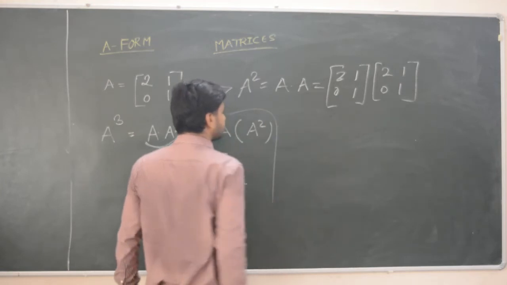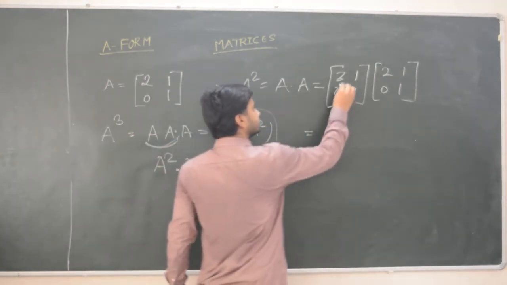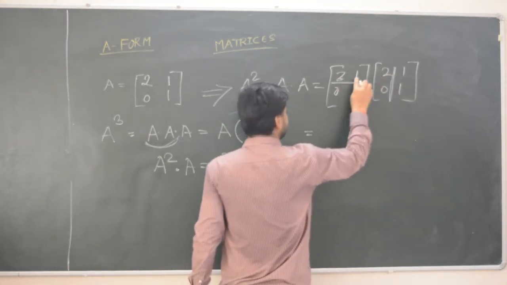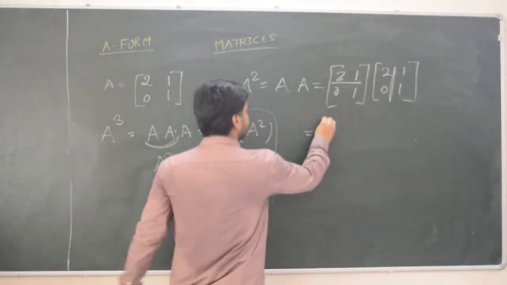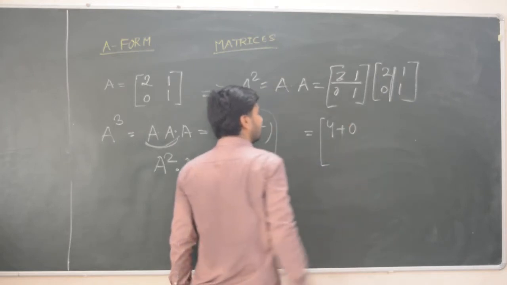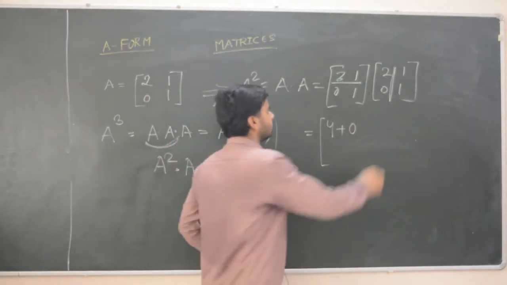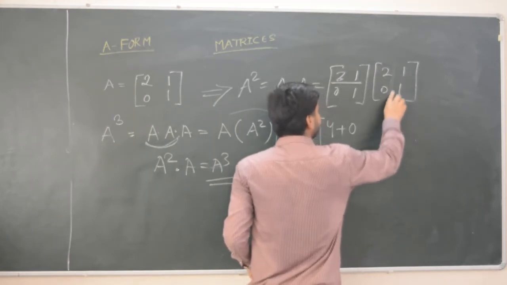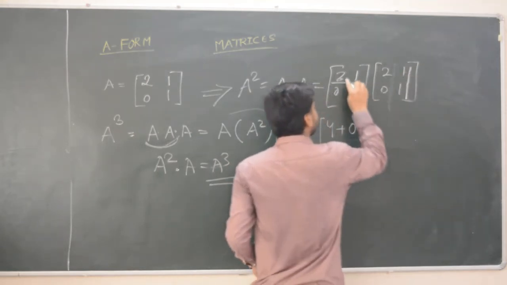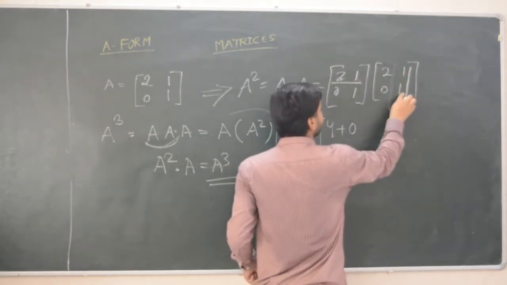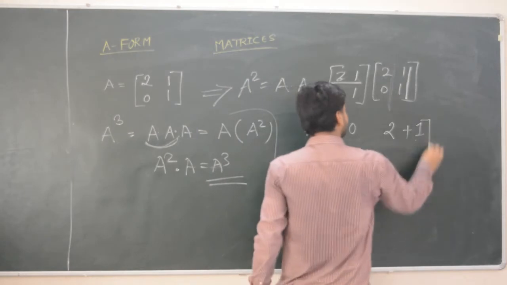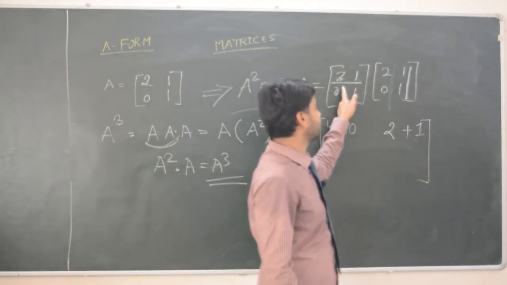The product of these two matrices will be, multiply the first row with the first column. First element multiplied with first element, second element multiplied with second element, we will get 2 into 2, that is 4, and 1 into 0, that is 0, marking a plus sign in between. So first row multiplied with first column, we got this. Now multiply the first row with the second column, so we will get 2 into 1, that is 2, and 1 into 1, that is 1, with a plus sign in between. Okay, so we multiplied the first row with the first column and then with the second column.